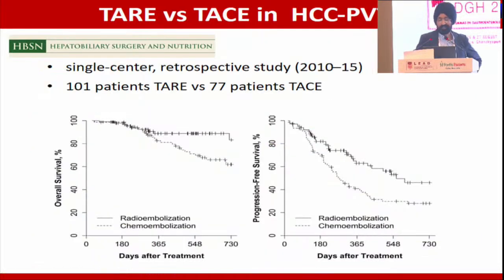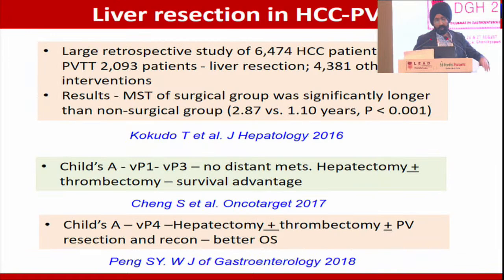This is a retrospective study comparing 100 patients of TARE with 77 of TACE, and again, radioembolization has better survival. And a word about resection. The large study from the Japanese multi-center data where they did about 2,000 odd resections for patients with HCC PVTT, and their median survival was 2.87 years compared to 1.1 years for those who had alternative treatment. So obviously resection helped in these patients, but as you can see, less than a third of the patients were actually suitable for resection.